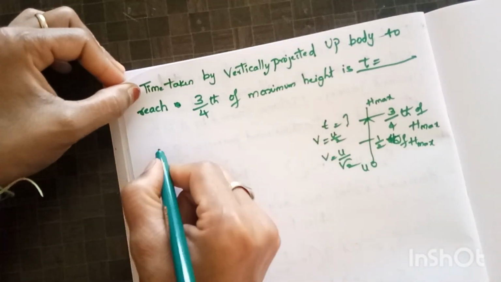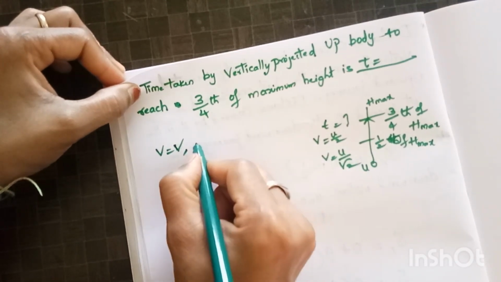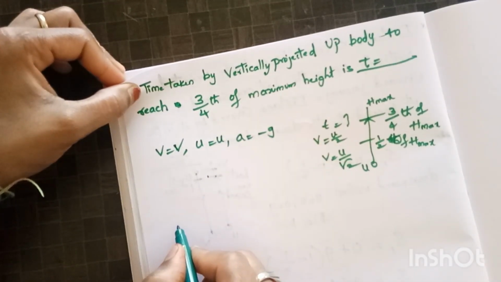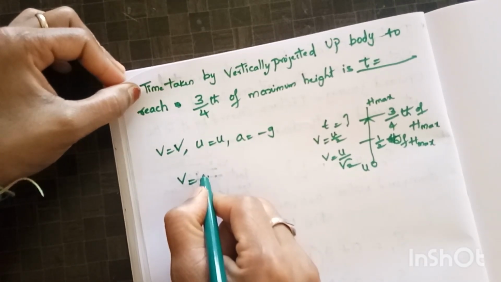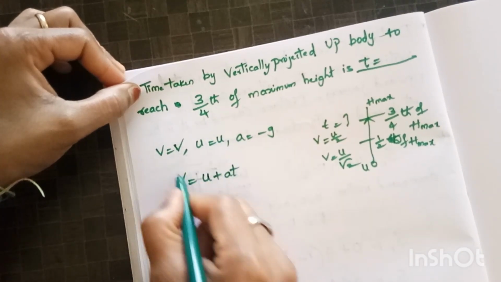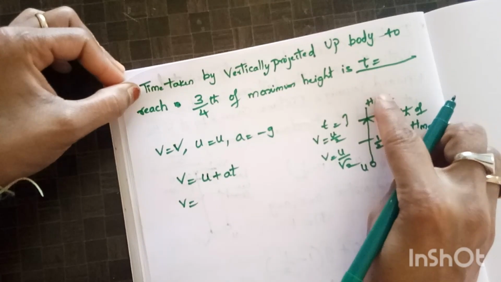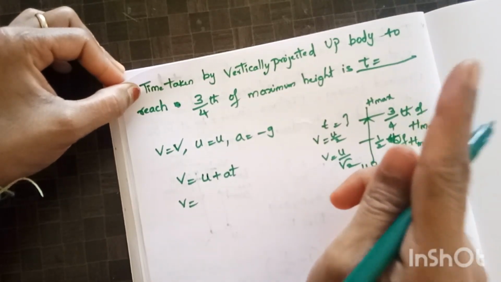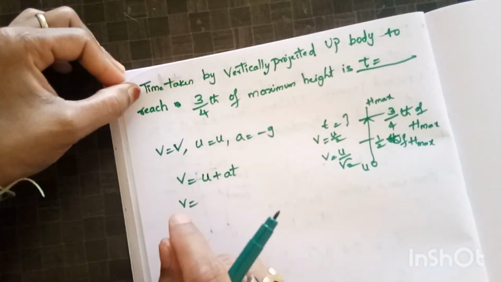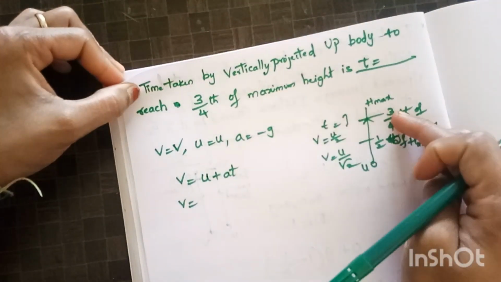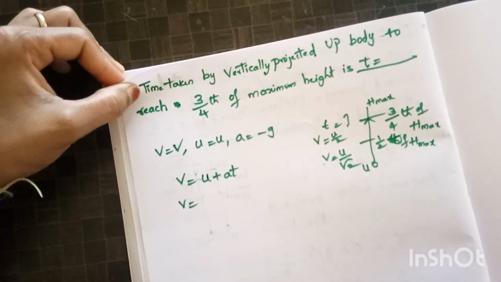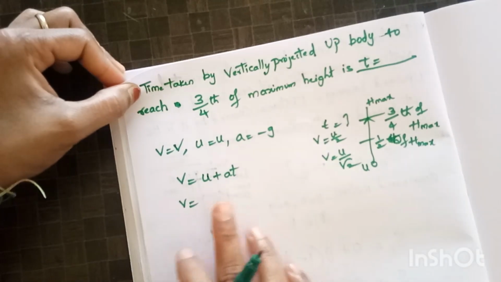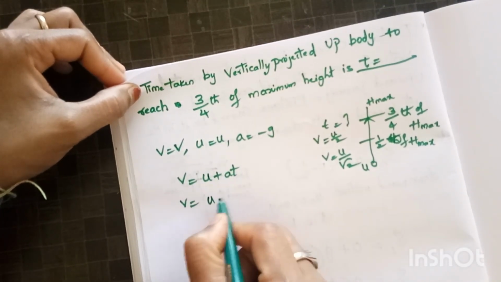So we know that for upward motion, v equals v, u equals u, and a equals minus g. Now we are going to calculate the time. v equals u plus at. v will be 0 only at maximum height. The final velocity will not be 0 at 3 by 4th of the maximum height and half maximum height. Even the initial velocity, when it is freely falling from maximum height, u equals 0. Okay, so v equals v, u is u, a is minus g and t is t.